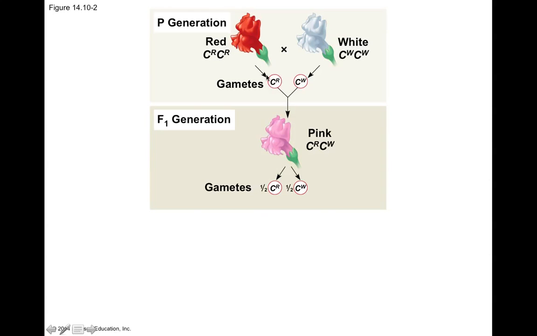We don't just see all red flowers, we see what looks to be kind of like blending, but it's not really blending for reasons we'll see in a second. So in this F1 generation, we get C^R C^W, and the gametes that can be allocated to the progeny will be 1/2 C^R and 1/2 C^W. So what happens when we do the cross between the flowers in this F1 generation?